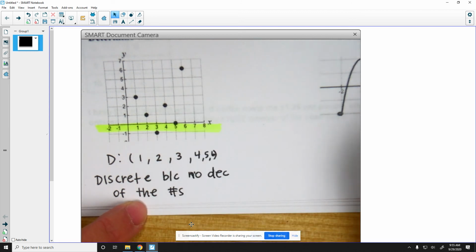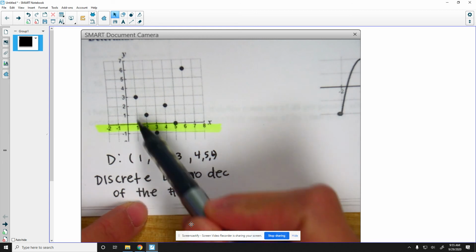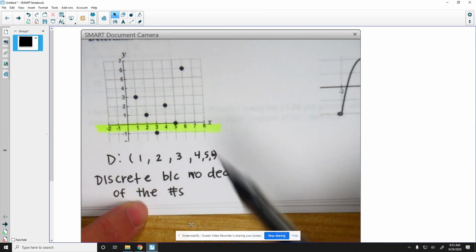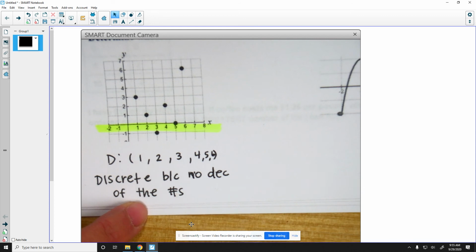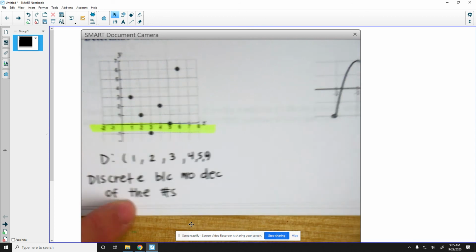You can say the lines or the dots are not connected. Any of those reasons, but you really have to know that it's discrete. And then your why probably supports that. So something that kind of goes around that. Okay, you're good. All right.